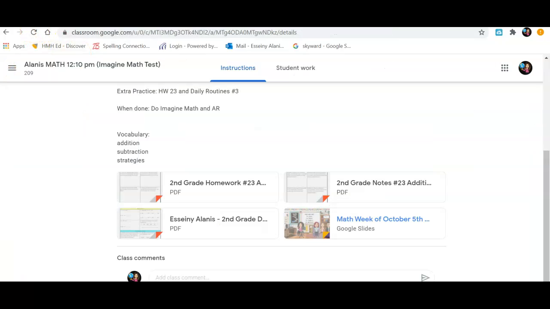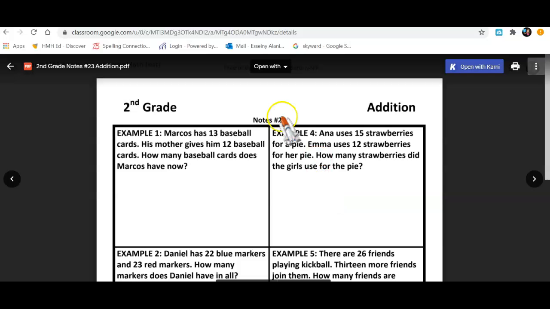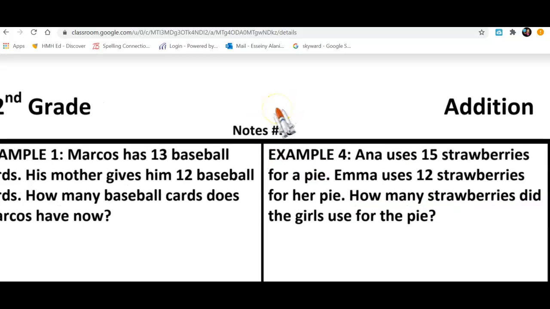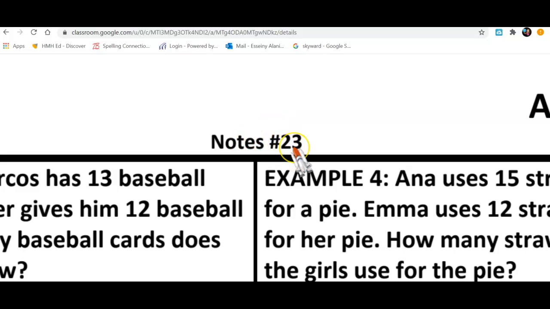Let's go ahead and go to our work. If you need to pause this video, you can pause the video to open your math packet. It has to say notes number 23 at the top.